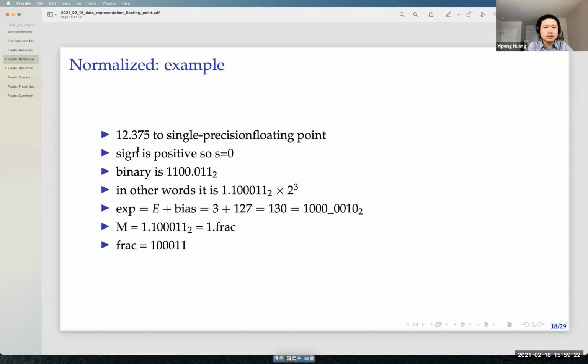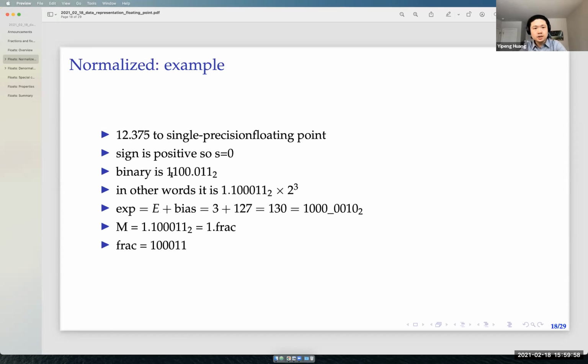First of all, we have to take care of the sign. This is a positive number, and so the sign, the S bit, is just going to be 0. We set that aside. Next, we have to take this 12.375 number and write down the binary encoding for it. It's going to be this binary string here, 1100.011, which is a base 2 number.